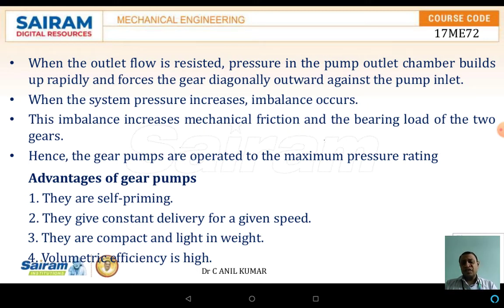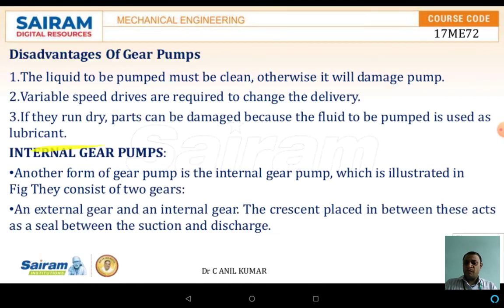The advantages of the gear pump: as we know, the main advantage of the gear pump is that it is self-priming. It gives constant delivery at a given speed. Gear pumps are compact and lightweight. The volumetric efficiency of the gear pump is a little higher when compared to other pumps.